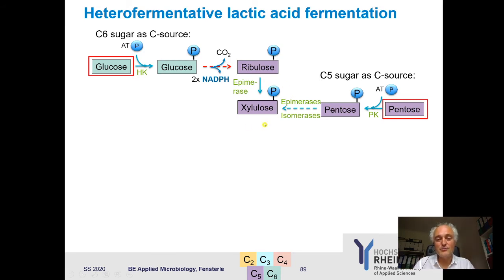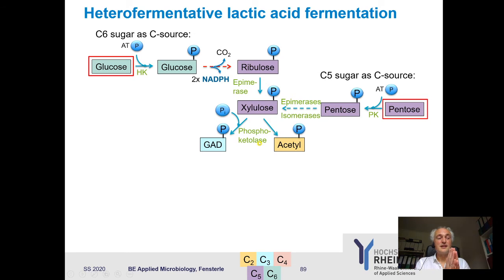So here I'm at my xylulose, and the next enzyme is called phosphoketolase. And you remember in glycolysis, we have an aldolase. An aldolase splits C3 units. And here we have a ketolase, and the ketolase, remember the transketolase, transaldolases, it splits a C2 unit. So this is what the phosphoketolase does.